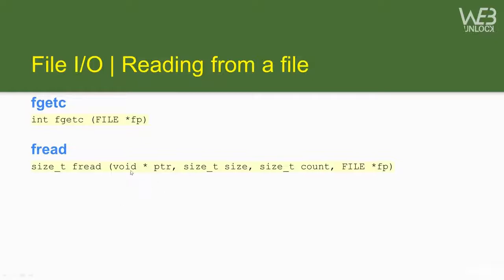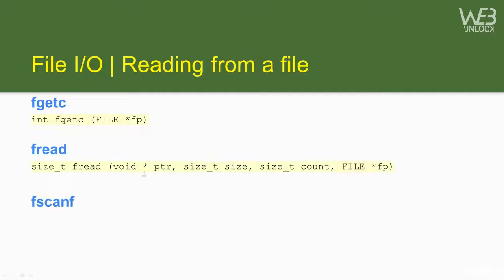However, you still need to pass in the pointer to the buffer and the size of a single element in that buffer, as well as how many elements in that buffer. For 1000 bytes, we would say this is the pointer to the buffer. It's going to be 1 byte each element, and the count is 1000. The last parameter here is the file pointer that you want to read from.